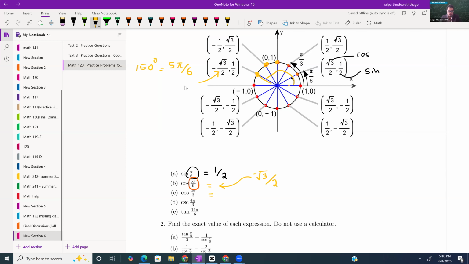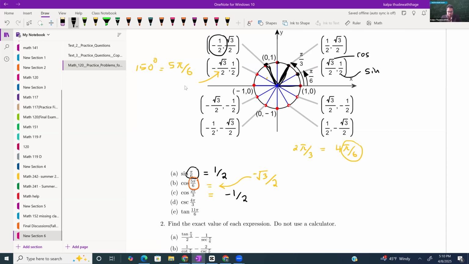Cosine 2 pi over 3. If you want to know how many pi over 6, it is 4 pi over 6. Pi over 6, 4 times, okay? Let me show you how to get it. You can see this is 1, 2, 3, 4, 4 pi over 6. Or if you think about it like this, this is 1 pi over 3, 2 pi over 3. Okay. So you need cosine, so it's minus half.